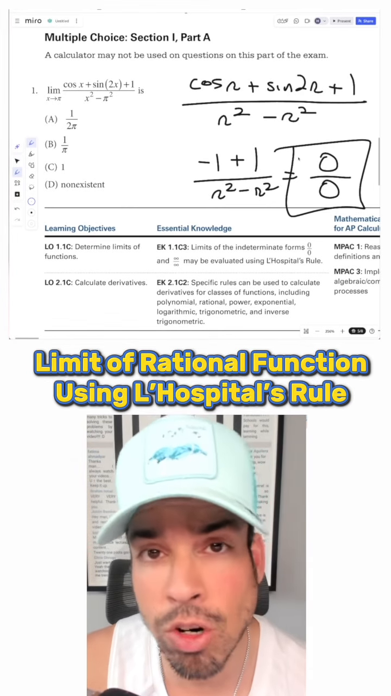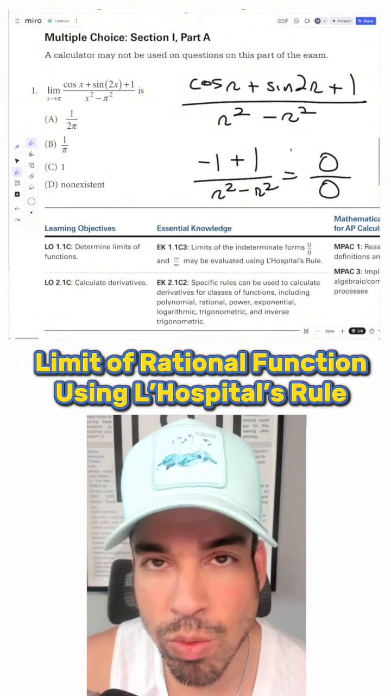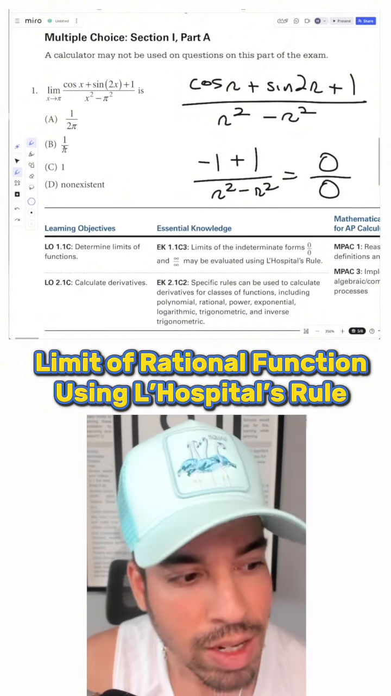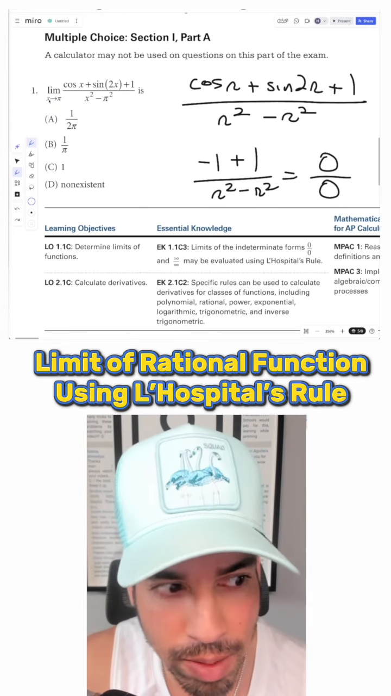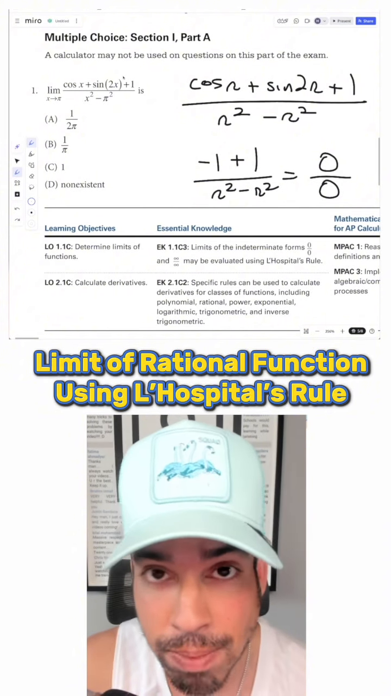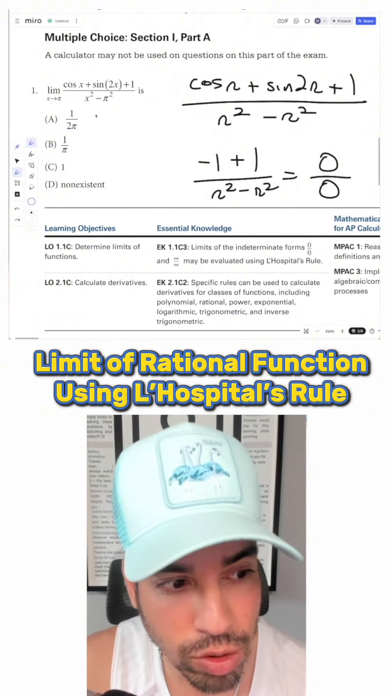This is indeterminate, but when we have an indeterminate form for a limit, this is when we're allowed to use L'Hopital's rule. So L'Hopital's rule says that the limit of this is the same as the limit, as x approaches pi, of the derivative of the top and the derivative of the bottom. So we're allowed to do this now. So we're going to do that simultaneously.